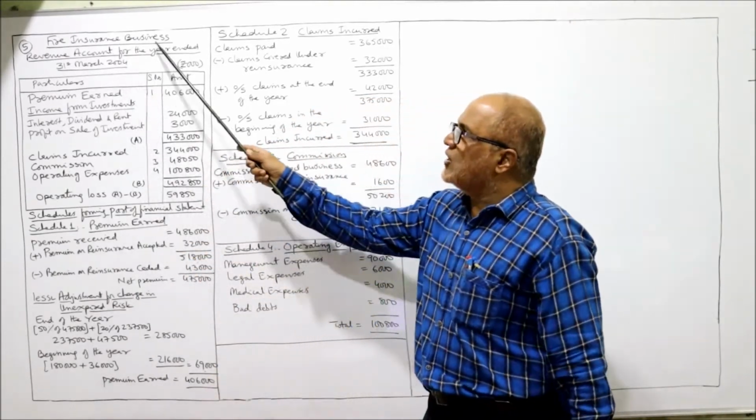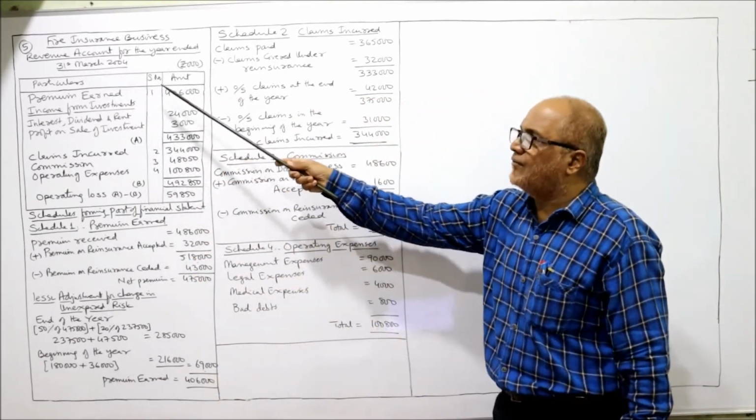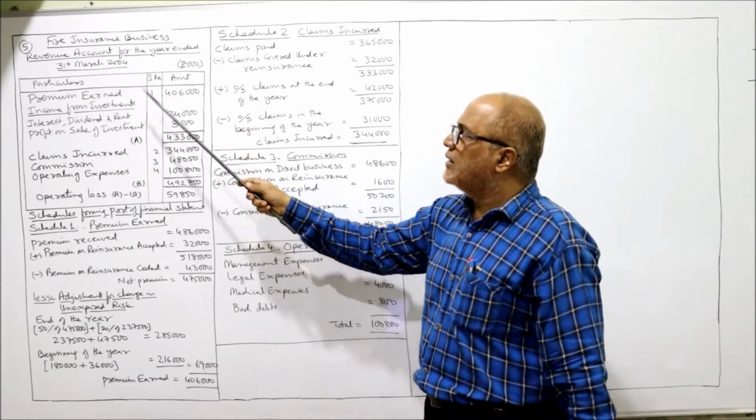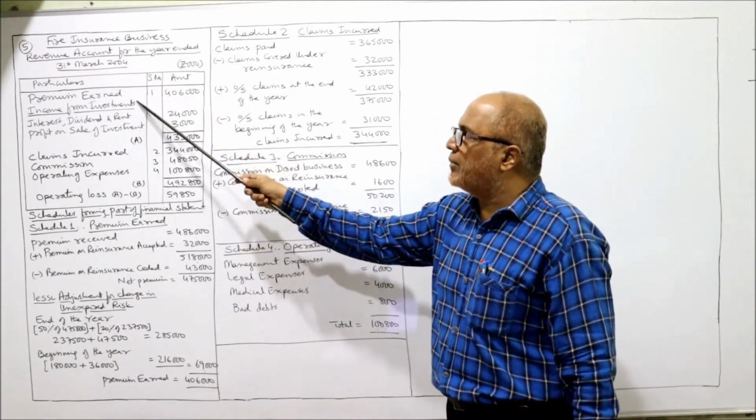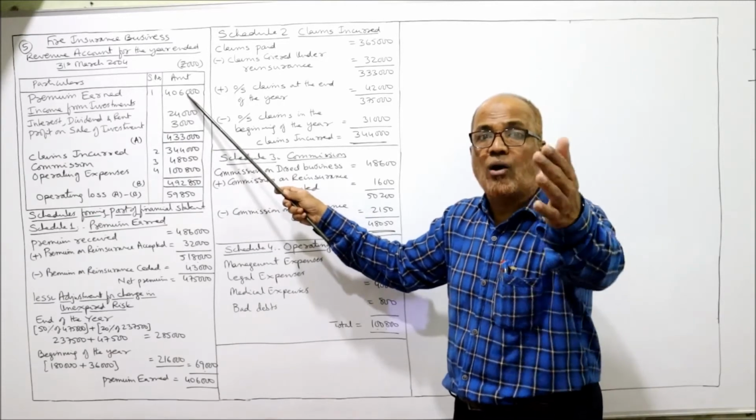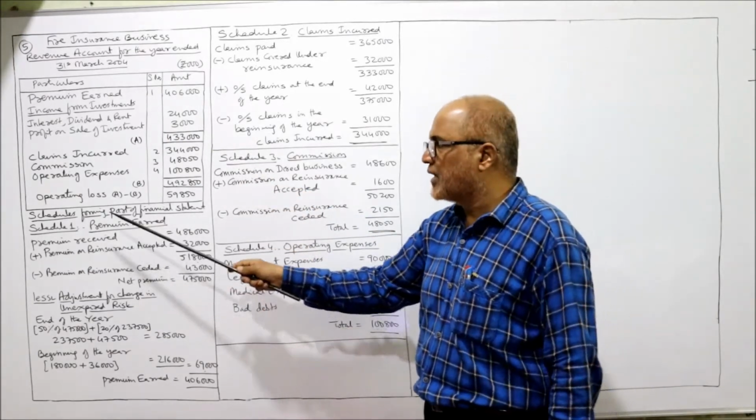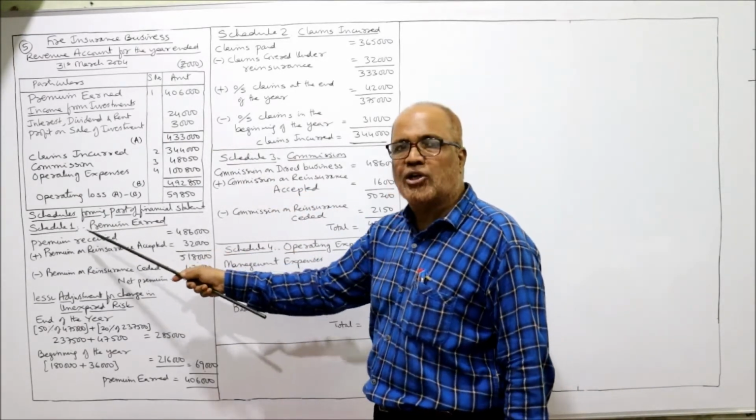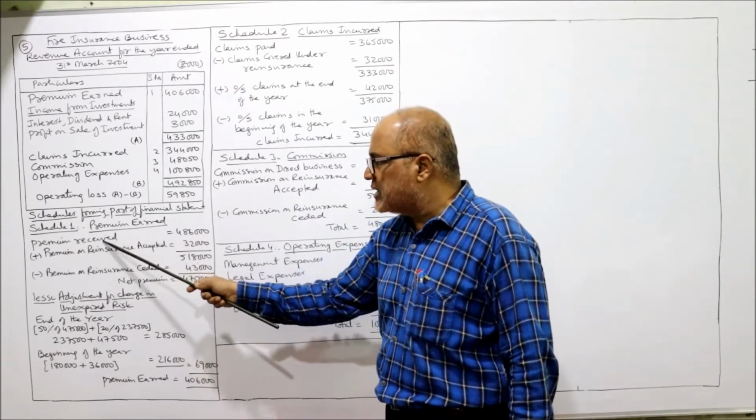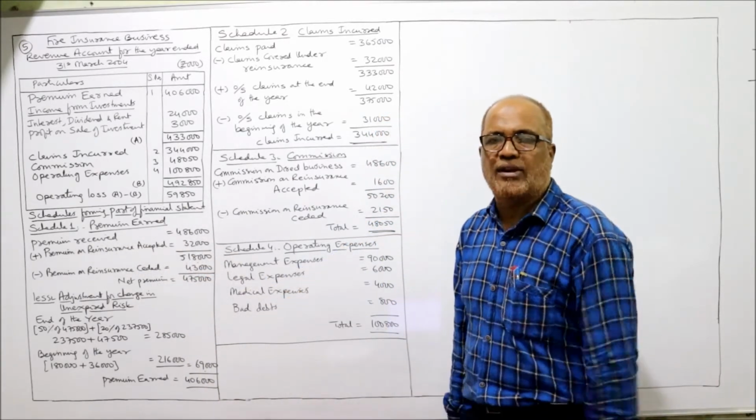Now see here, fire insurance business revenue account for the year ended, fifth problem. Then particulars, schedule number, amount. Premium earned 4,06,000. How did we get 4,06,000? Here you see, schedules forming part of financial statement. Schedule number 1, premium earned. Premium received 4,86,000 is given in the problem.